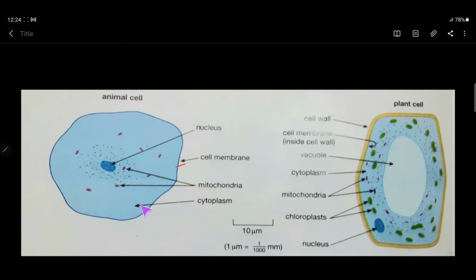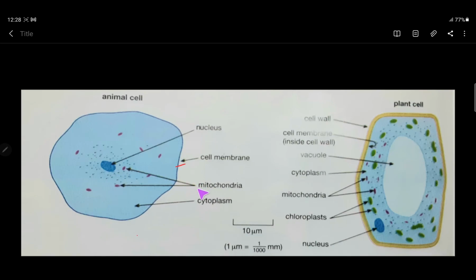Another thing you see here is written cytoplasm, okay. This is a jelly containing hundreds of chemicals. Lots of chemical reactions go on in it. It fills the cell. Now see here another thing, the nucleus. It's like a brain. It controls what a cell does and how it develops.